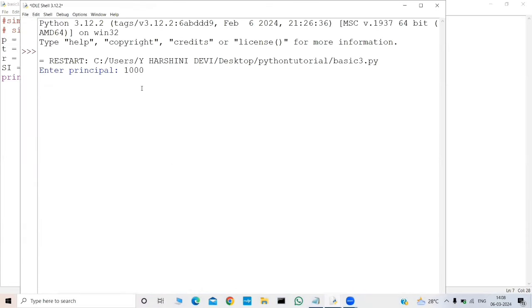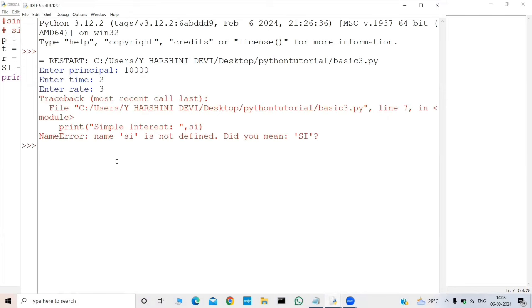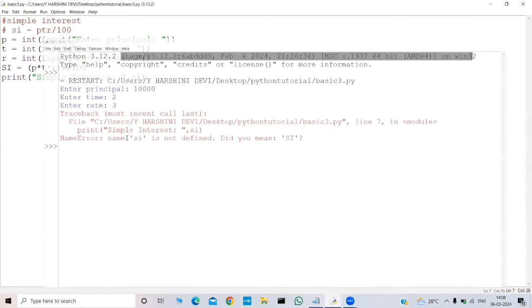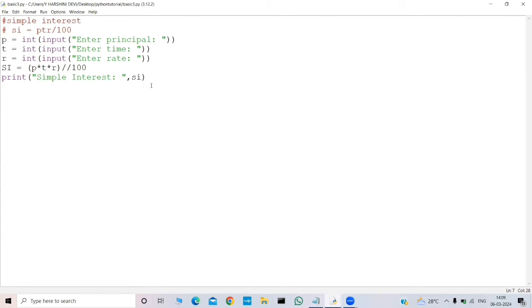I'll give 1000 principal, 2 years, and then rate 3. It gave an error saying that name 'SI' is not defined. Did you mean capital 'SI'? See, here I printed the value of small si, but I computed the value and stored it in capital SI. As I said, Python is case sensitive, so we need to keep capital S and small s. The small si and the capital SI are not the same. They are not identical. Let me run this program again.